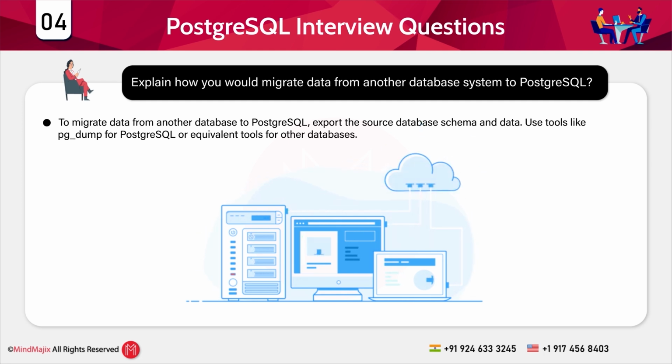This is the primary criteria that you must satisfy in order to migrate to Postgres. After that, you have to use tools like pg_dump for Postgres or other relevant or equivalent tools for other databases as well. After that, you have to create the schema in Postgres using the exported SQL script and then import the data.